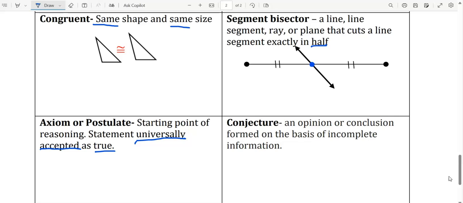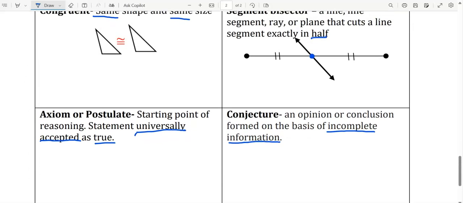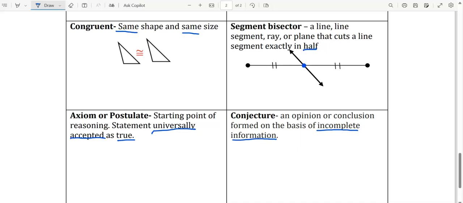Conjecture is an opinion or conclusion formed on the basis of incomplete information. Okay, so sometimes we don't have the whole picture, so we make a kind of hypothesis. Reminds me of like science fair, right? We make a conjecture, and that kind of stuff is stuff we're going to do also in this unit as we talk about logic. Now, that was it for the notes. Okay, these last two don't have a picture, though we will get into it later. Are there any vocab words that you needed me to go back to if you didn't get it?